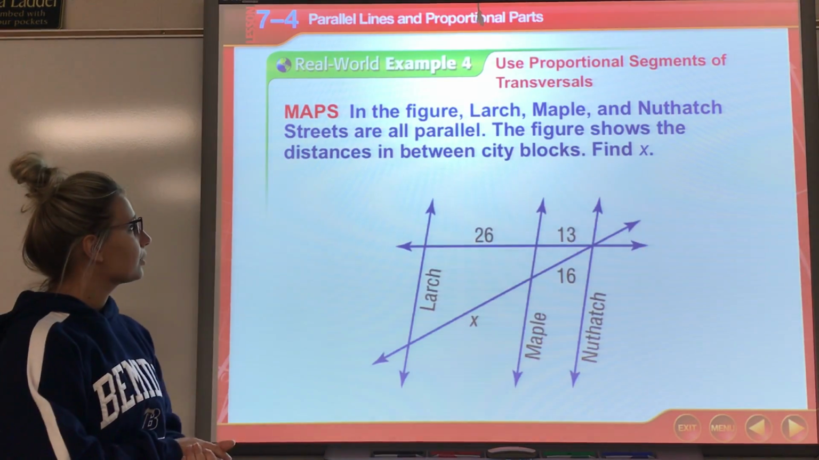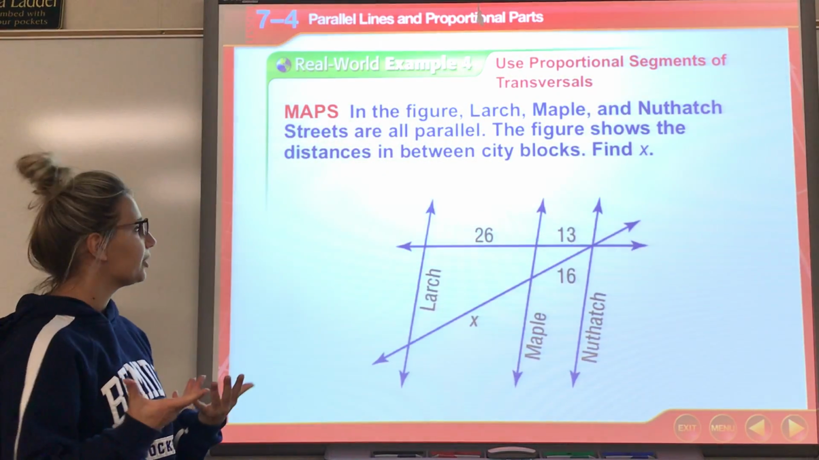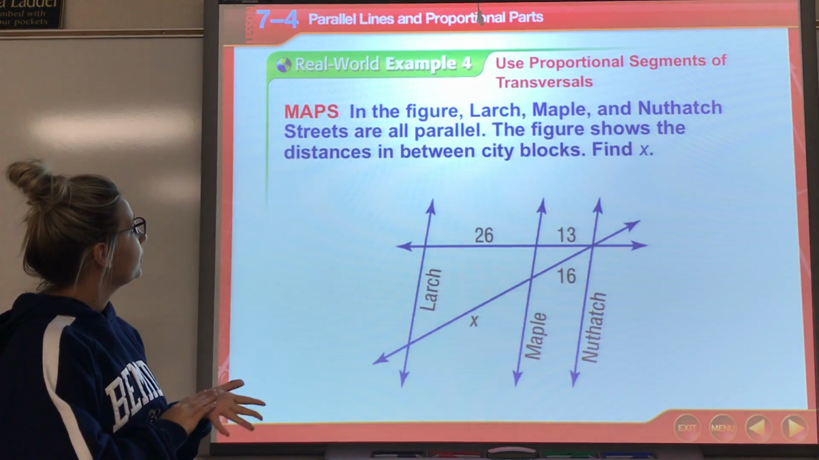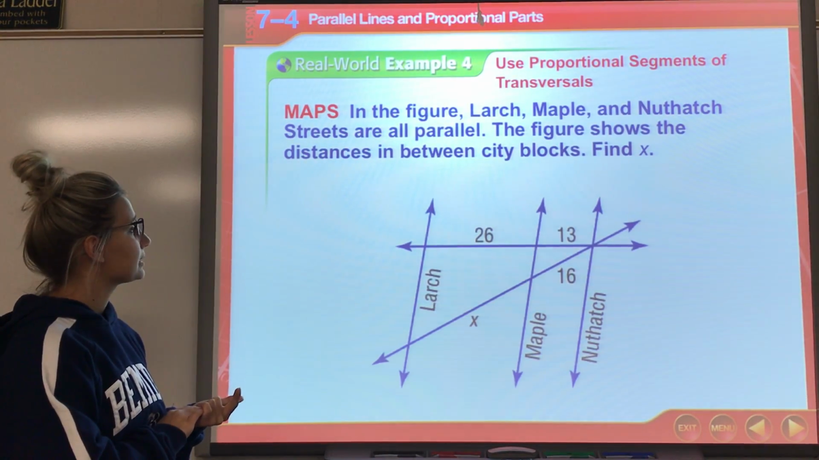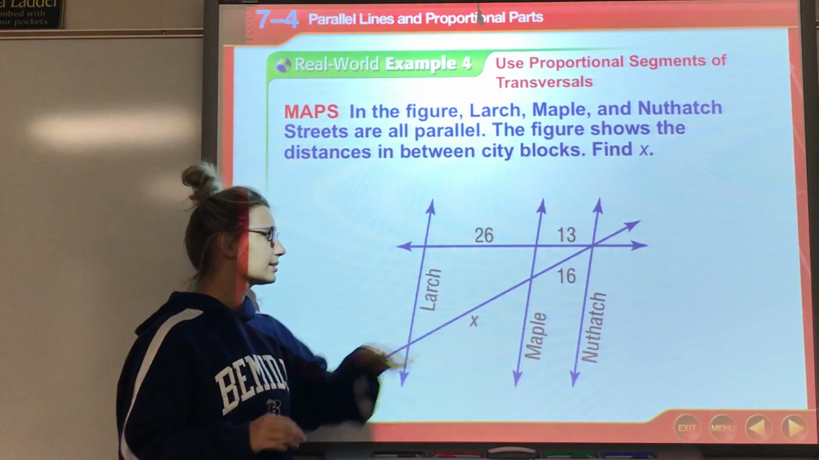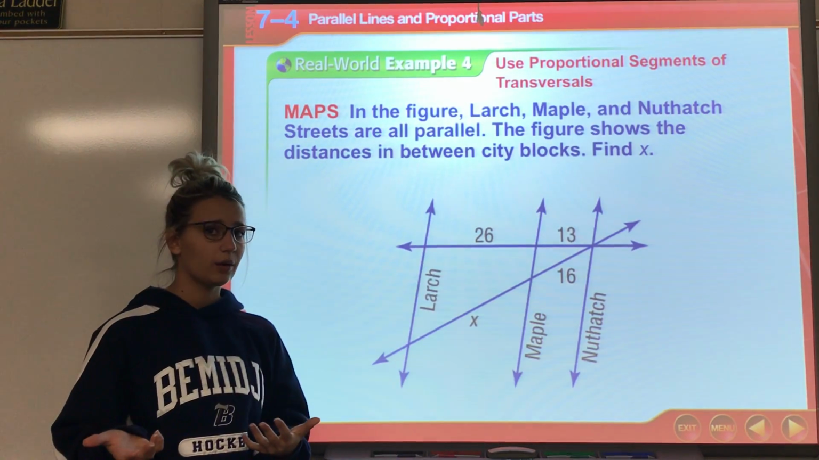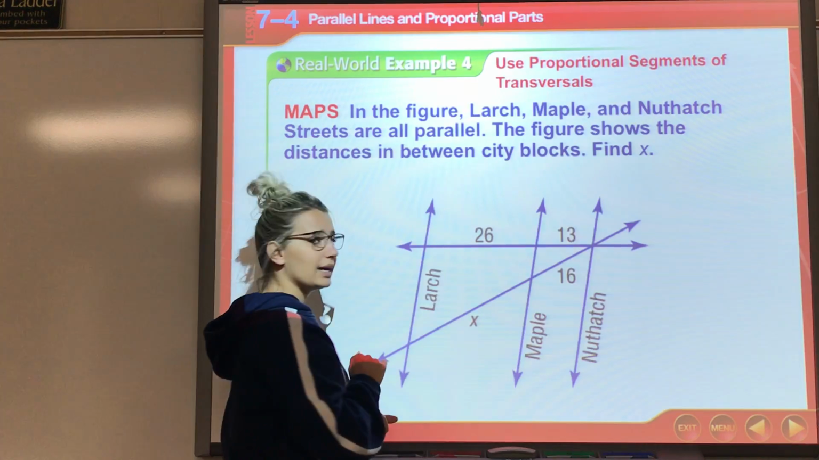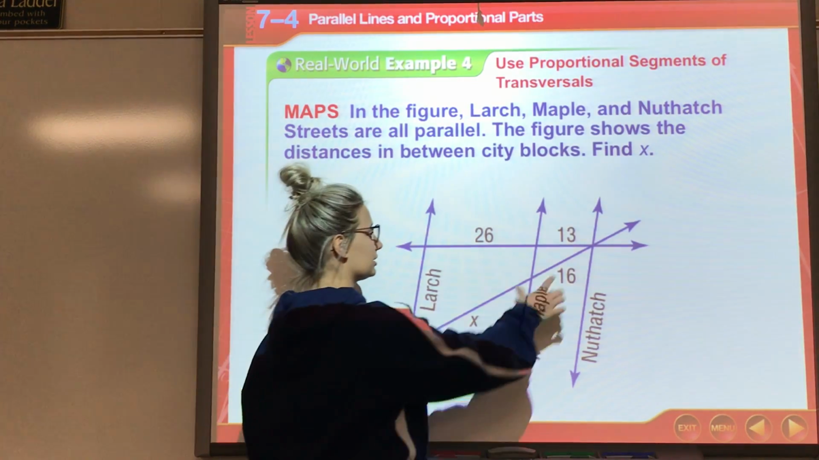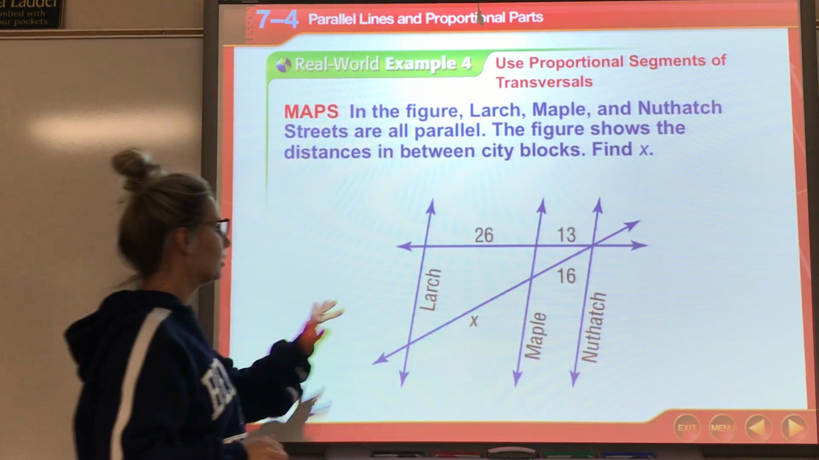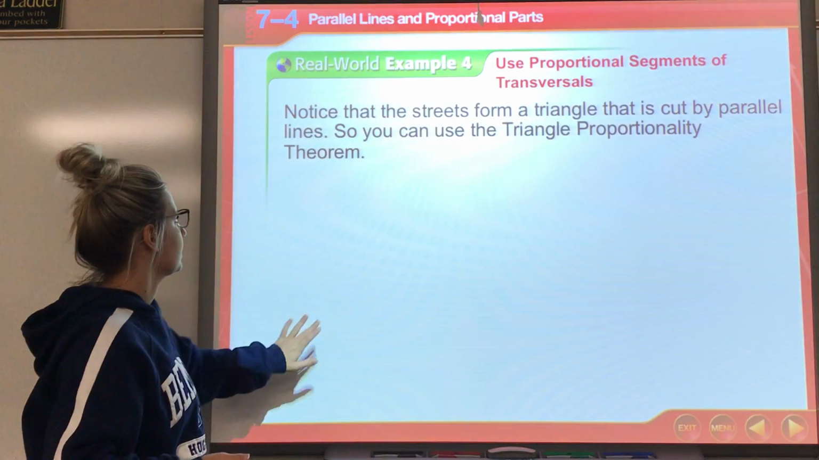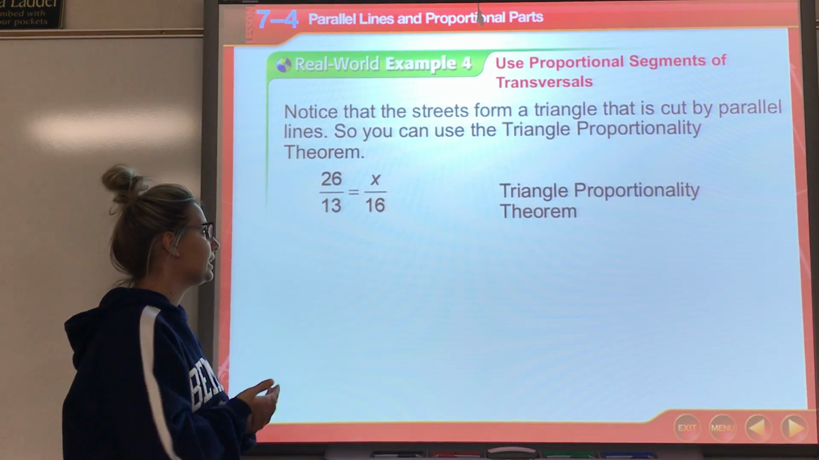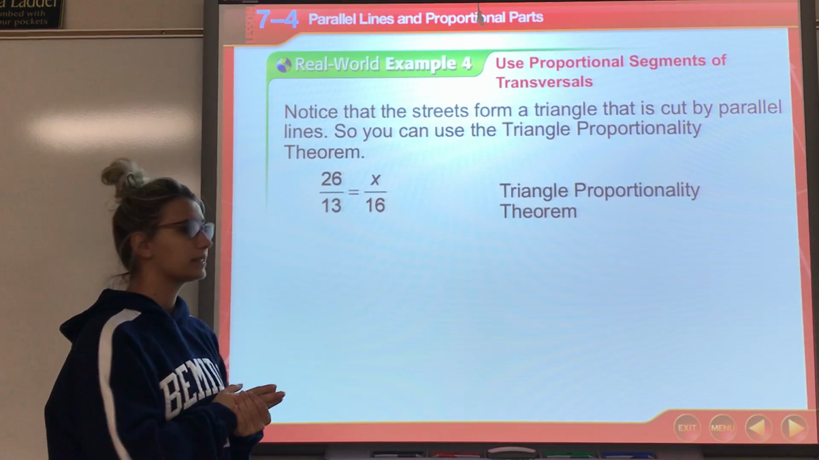Okay, so kind of a real life example here, we're talking about roads. The figure shows the distances in between the city blocks. We have to find X. Well, using this theorem, we should be able to set it up that 13 over 26 is proportional to 16 over X, or vice versa. Okay, so they did 26 over 13 equals X over 16.